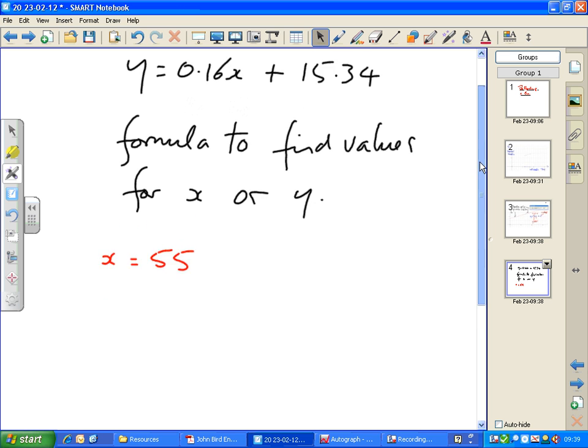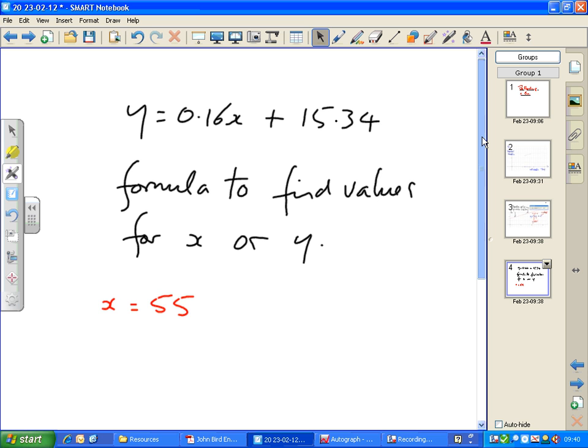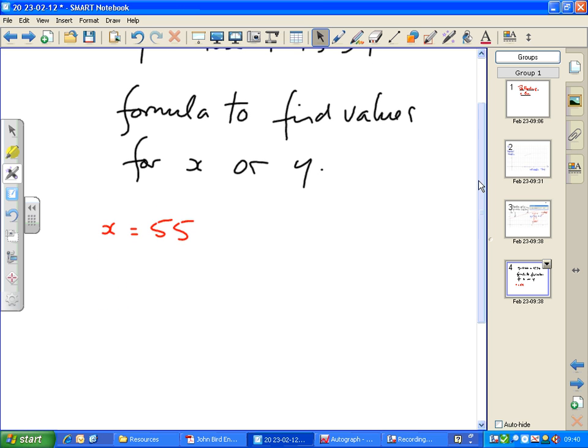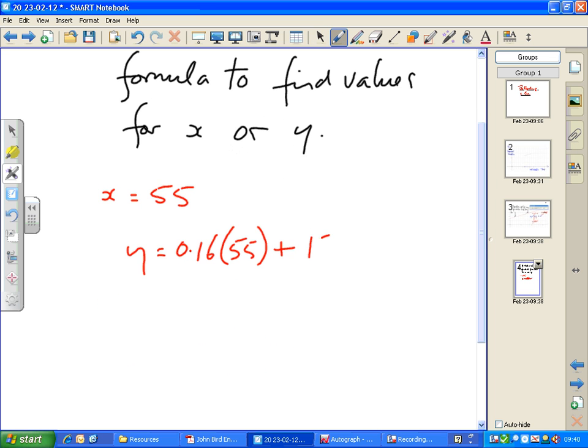We'd write the formula and substitute in for x the value 55. So y equals 0.16 times 55 plus 15.34, which is 24.14.